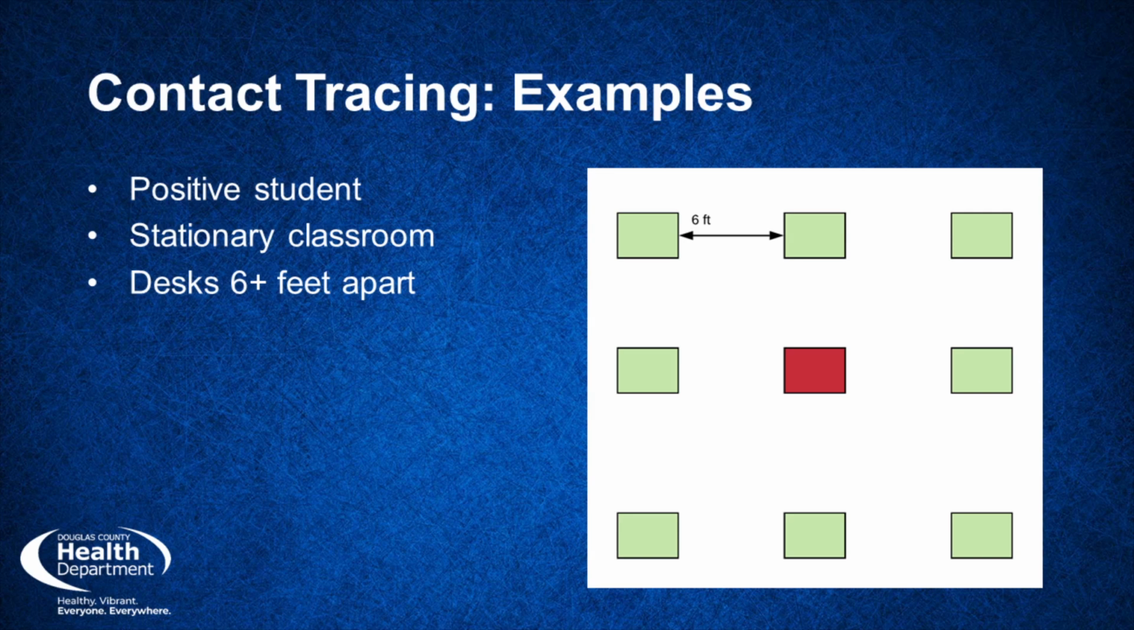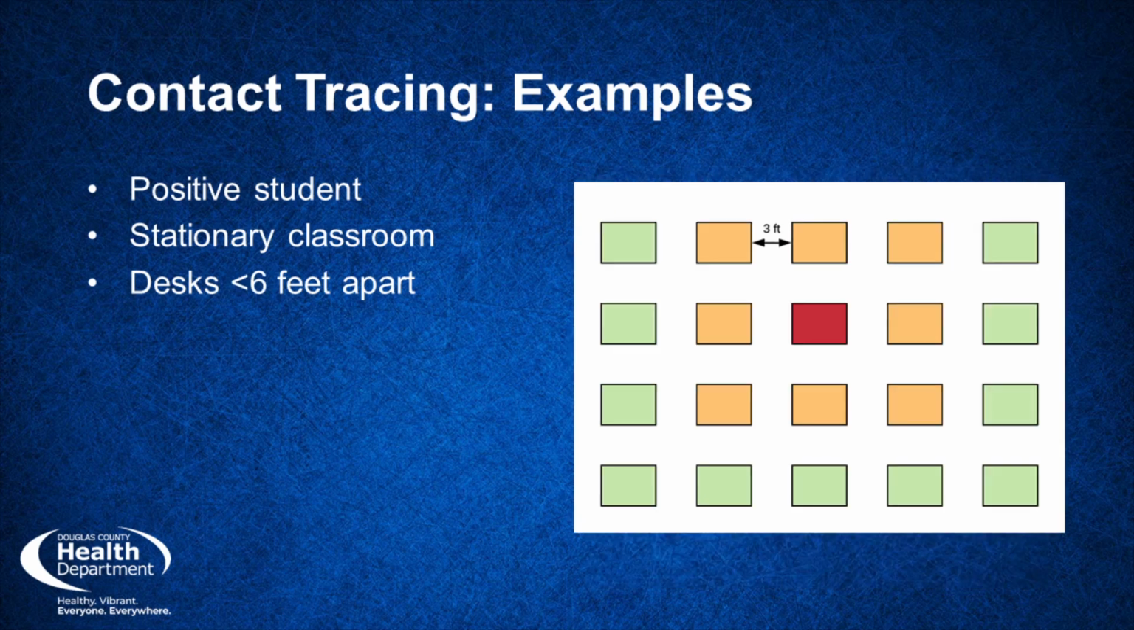But in this graphic here, at least, no one would need to be quarantined. Next, we have a classroom where you have a positive student. Again, stationary classroom, so the students stay in one class, but the desks are less than 6 feet apart. So you can see the positive student in red, and then in the orange boxes, you can see the students that meet that close contact definition, that are within 6 feet of that positive student for 15 minutes or more.